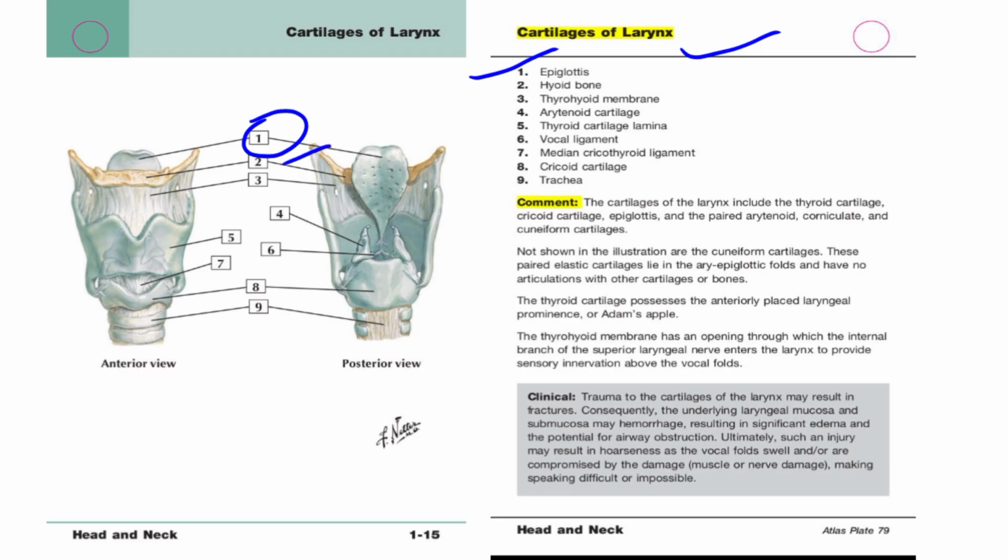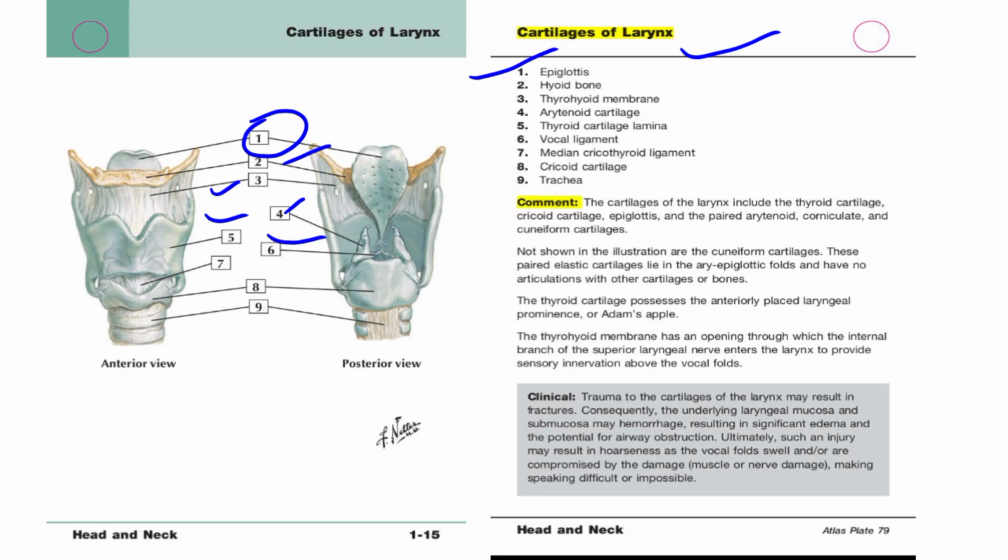The second label is the hyoid bone. This is the bone that lies horizontally. The third label you can see is the thyroid membrane. The fourth one is the arytenoid cartilage. The fifth one you can see is the thyroid cartilage lamina.